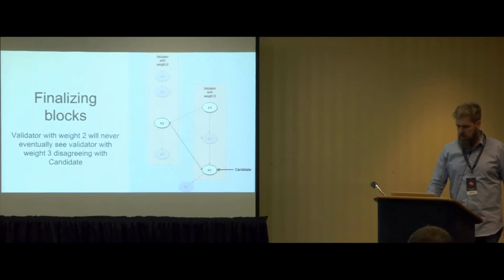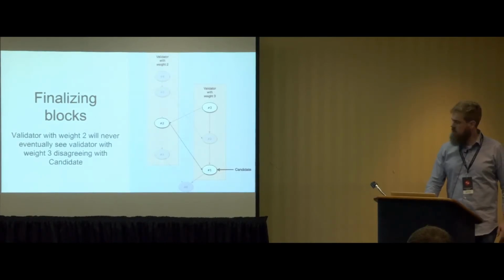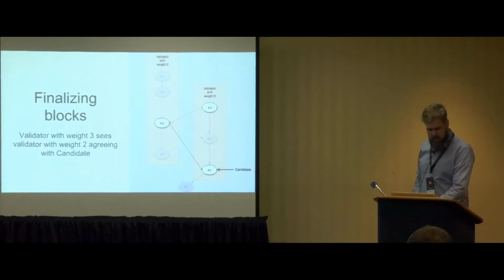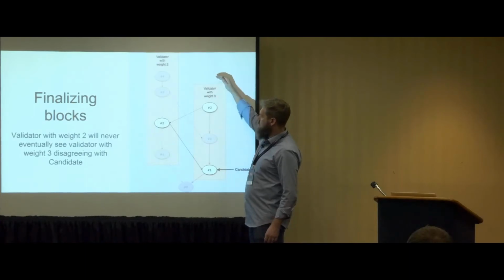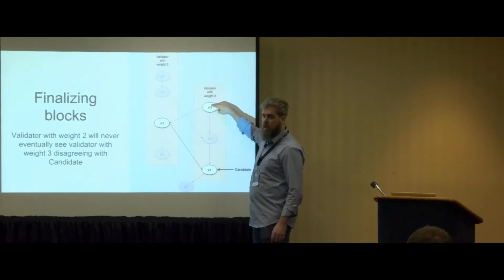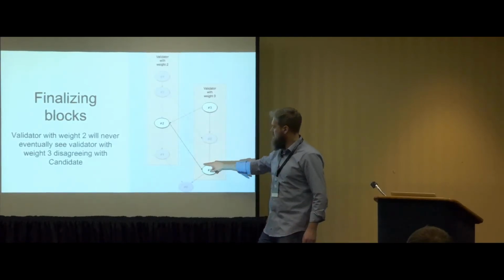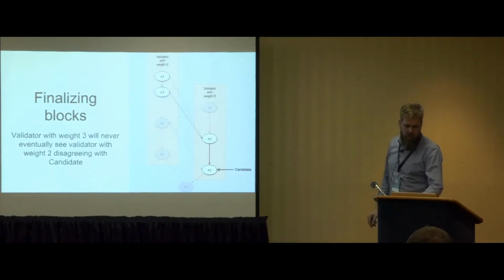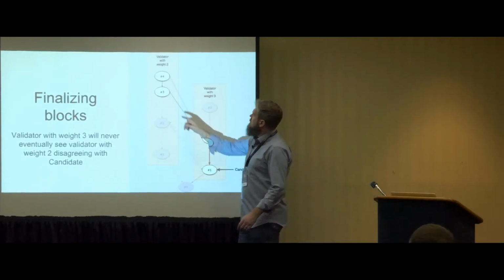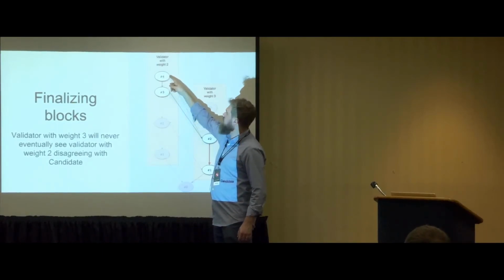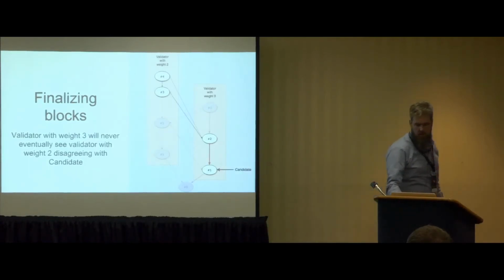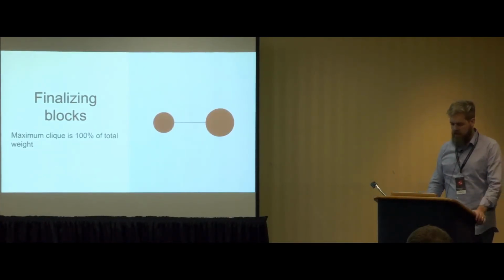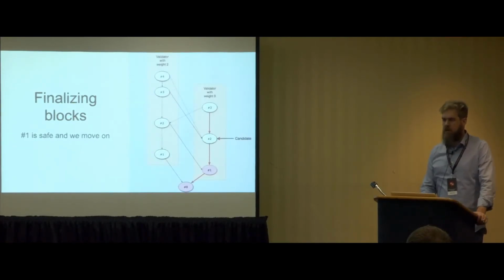So you can see that the validator with weight 2 will never eventually see the validator with weight 3 disagreeing with this, because this is the latest block, and it agrees that this was in it. Similarly, validator 3 will never see weight 2 disagree from it, because its latest block also agrees that that's in it. So the maximum clique is 100% of the total weight, and number 1 is finalized. And then you can go on to the next candidate.